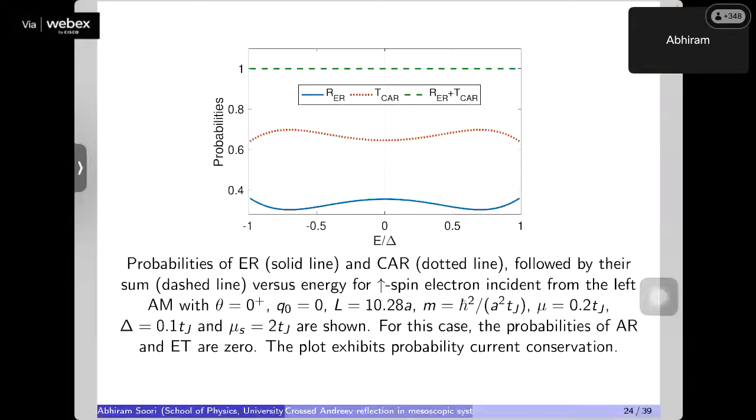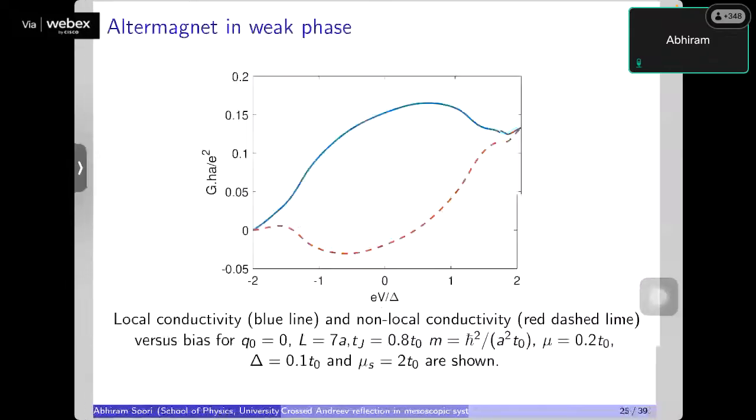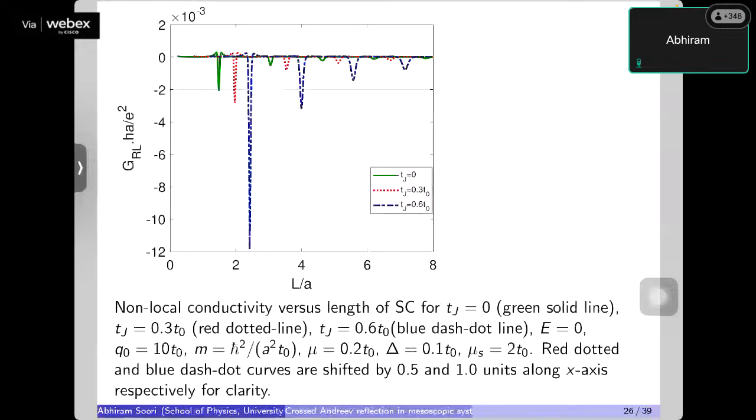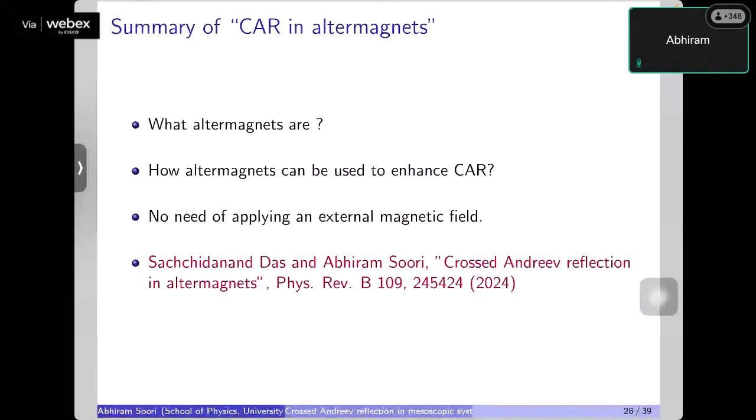And these calculations were done for experimentally relevant parameters. Okay, so to summarize, for this part we have seen what ultramagnets are and how to enhance cross-sectional reflection using ultramagnets without a need for an external magnetic field. So this is the reference from which you can read up.